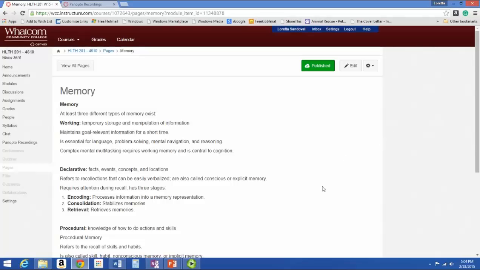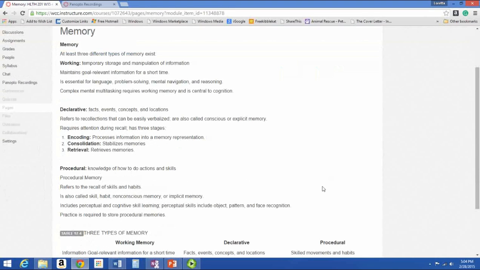It's a big thing. Procedural memory is the knowledge of how to do actions and skills. So a lot of the things we learn in the PTA program is procedural memory, because we're learning modalities techniques and manual therapy techniques and patient handling techniques, and the gait tasks you're doing with Jamie. This is all related to procedural memory. So it refers to the recall of skills and habits. It's also called skill memory, habit memory, non-conscious memory, or implicit memory.